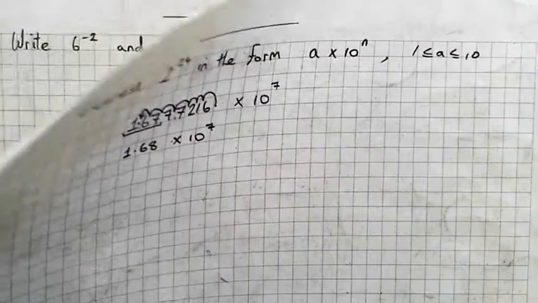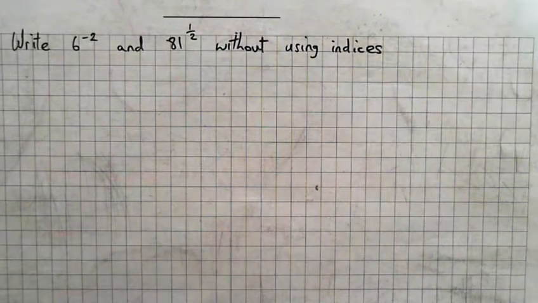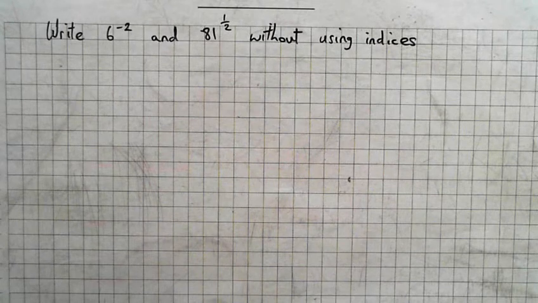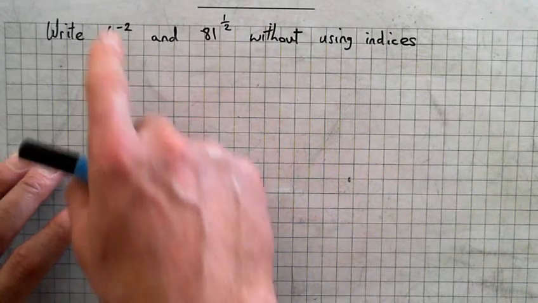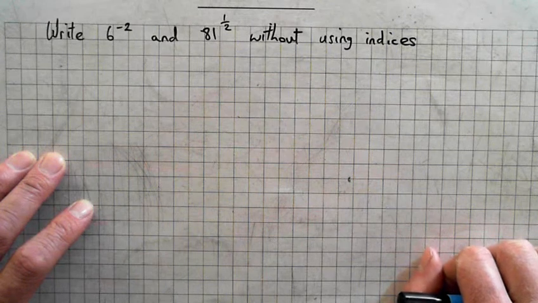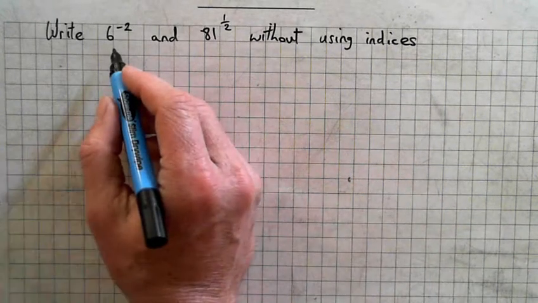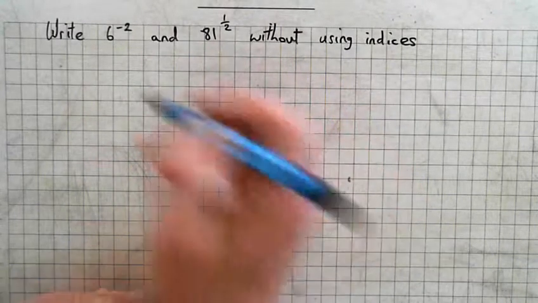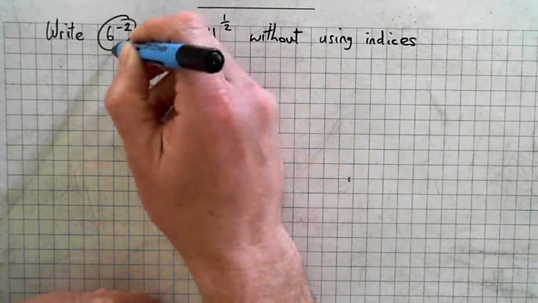Right, the next question. Write 6 to the minus 2 and 81 to the power half without using indices. You could basically just key that into your calculator if you wanted to, but we'll look at a few things in indices. First of all, you don't need to use a calculator. Take this one first.